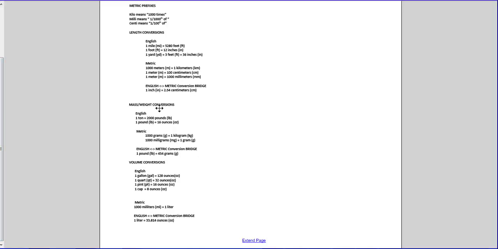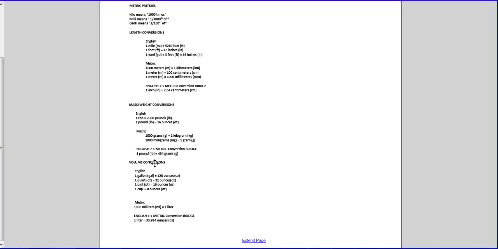Then the mass weight conversions were in English, 1 ton is 2,000 pounds, 1 pound is 16 ounces. Then the metric conversions I went over were 1,000 grams is 1 kilogram. Again, kilo means 1,000 of. 1,000 milligrams is 1 gram, and milli, again, remember, means 1/1000th of. So it takes 1,000 milligrams to make 1 gram. Then the English to metric conversion bridge for weight mass is 1 pound is 454 grams.